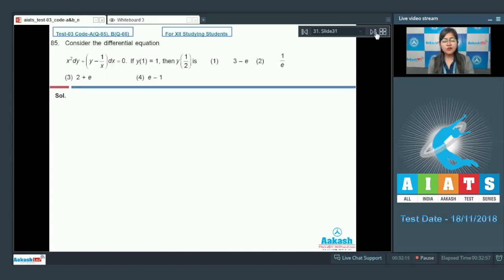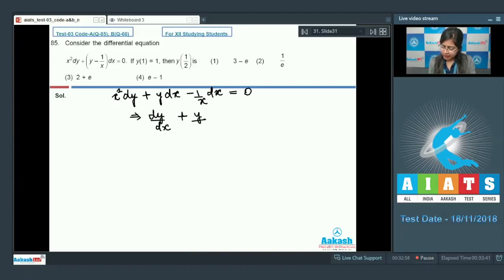Next is question number 85, which says: consider the differential equation x² dy + (y − 1/x) dx = 0. If y(1) is equal to 1, then y(1/2) is. So here it is given that x² dy + y dx − (1/x) dx is equal to 0. That is, dy/dx + y/x² − 1/x³ is equal to 0.